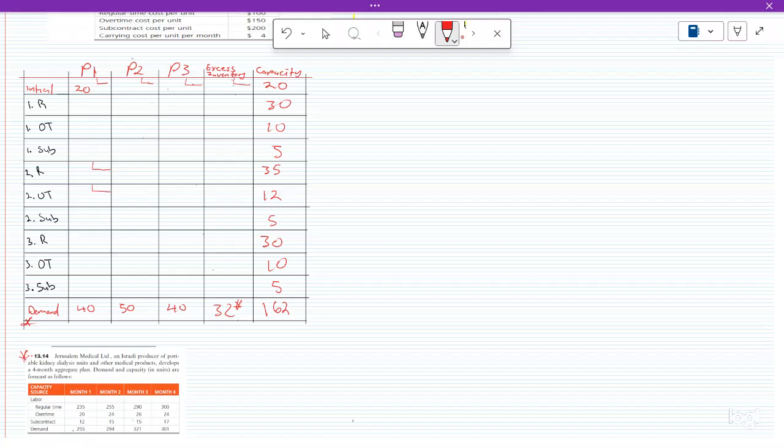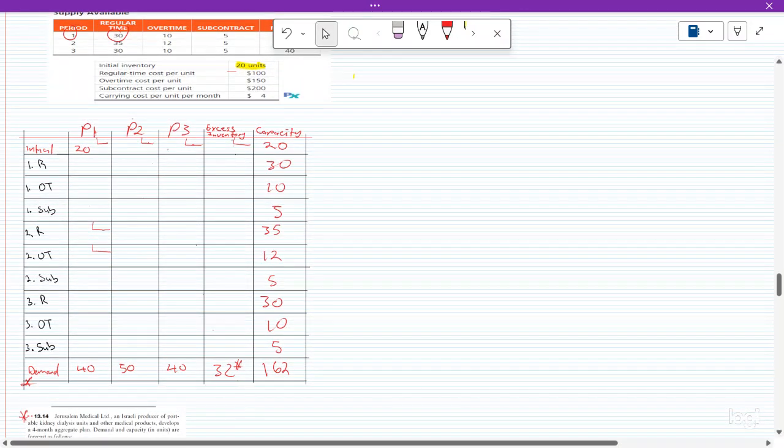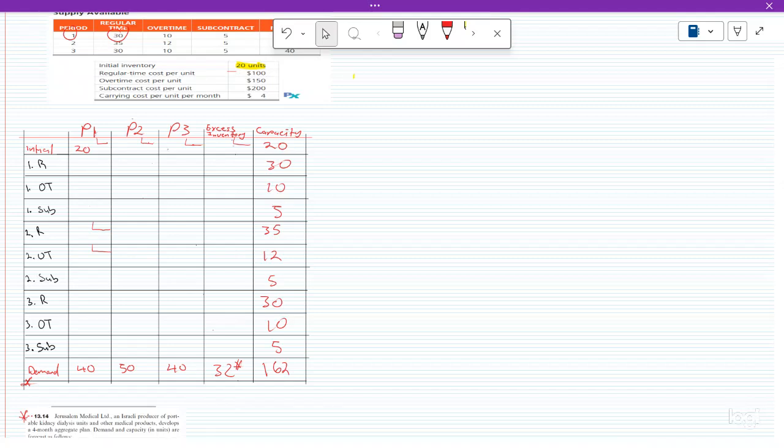So that 32, you will see it will come one way or the other. Somebody is going to lead us to that 32. So now we have these values there. They're also important, the costs, né? For regular time the cost is 100. For overtime the cost is 150, and then for subcontracting the cost is 200.